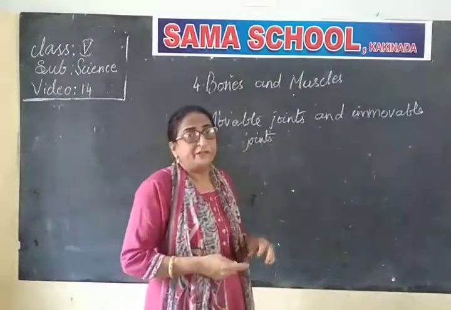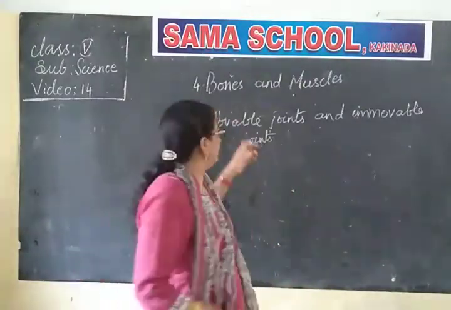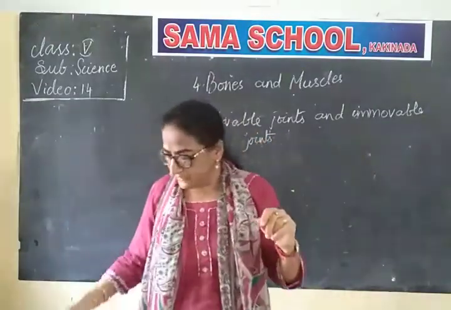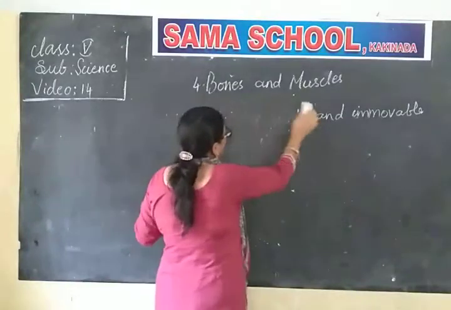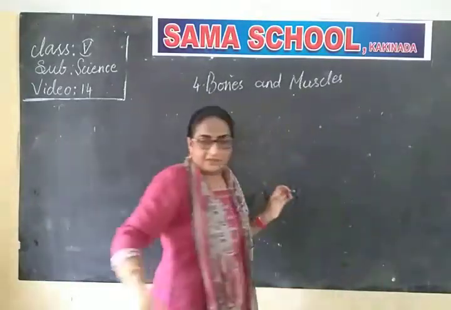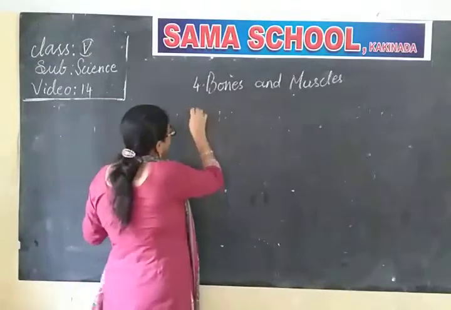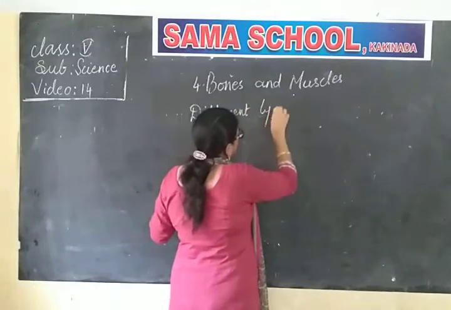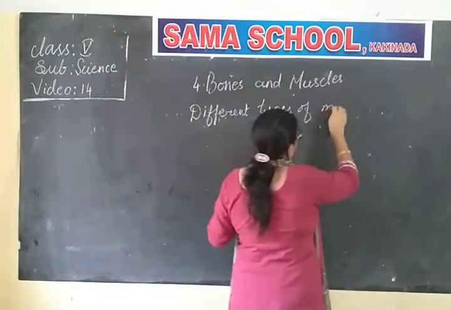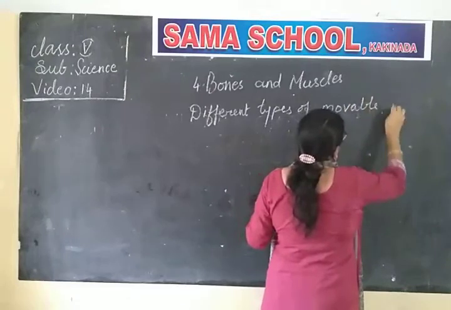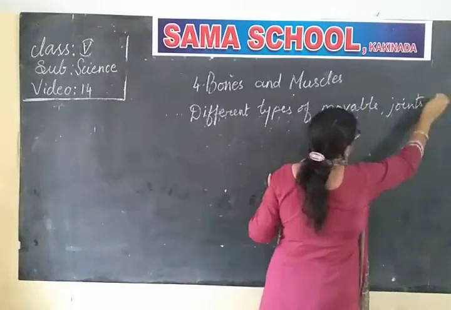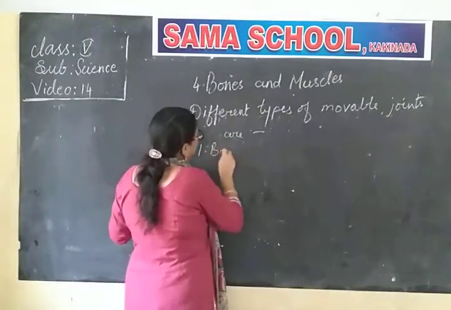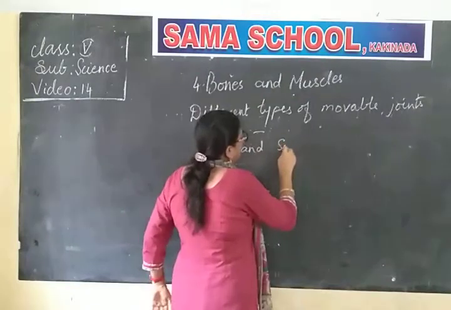There are different types of movable joints. I told you joints are of two types, movable joints and immovable joints. Let us learn about the different types of movable joints. Number one, ball and socket joint.